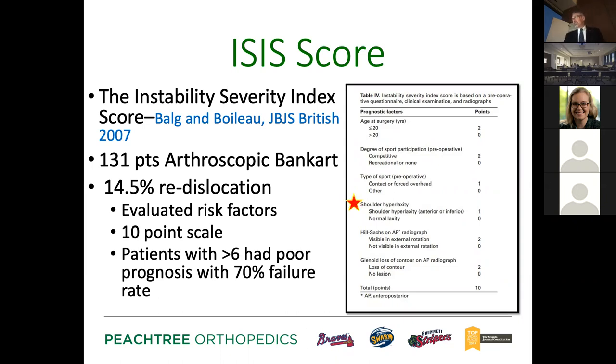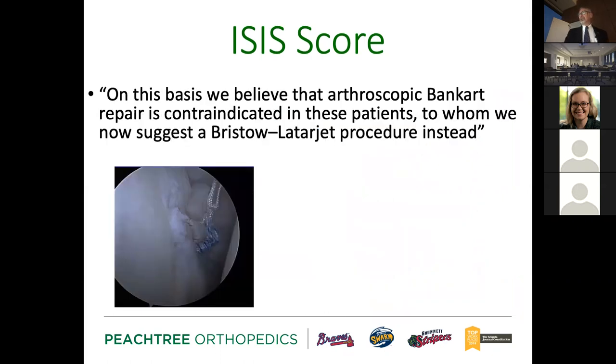Then you look at other things you get points for. One is shoulder hyperlaxity. What is that? That is an additional lesion to the Bankart. You've got capsular laxity, your capsule's stretched out. A Hill-Sachs lesion, that's a bony deficit. That's an additional lesion on top of the Bankart lesion, or you've got glenoid bone loss. So you have patients who have multiple lesions, they're being treated with a Bankart repair, and they're failing. It's not surprising.